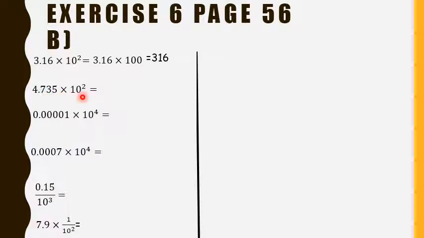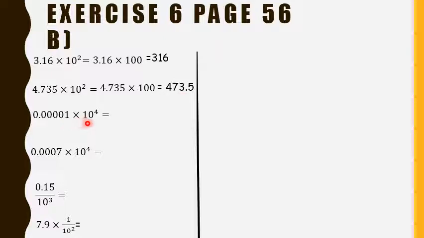4.735 times 10 to the power 2. Again, you can say I'm multiplying this decimal number by 100, so I have to move the point 2 times to the right. You can directly write the answer, which is 473.5. Did you see that? I moved it 2 times to the right, so the point should be placed between 3 and 5 as shown here.